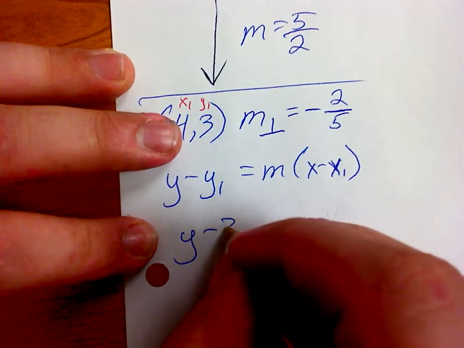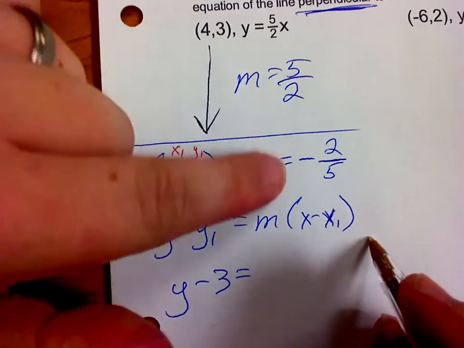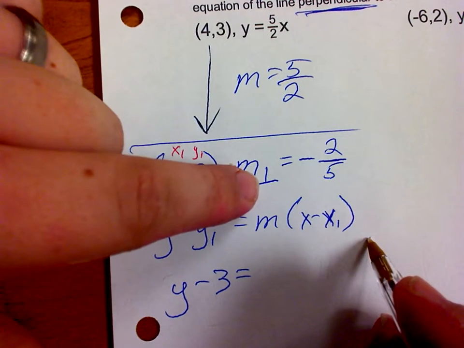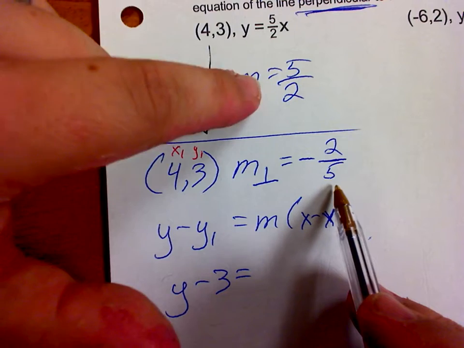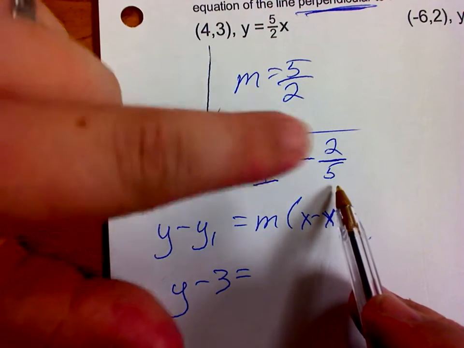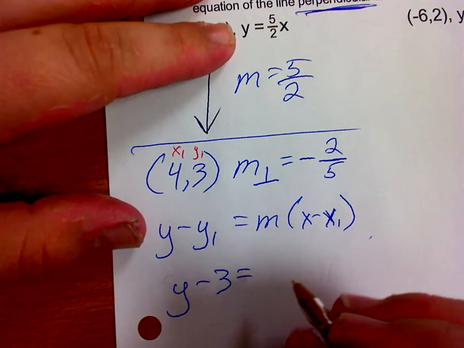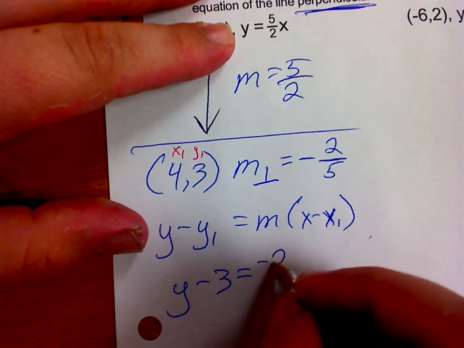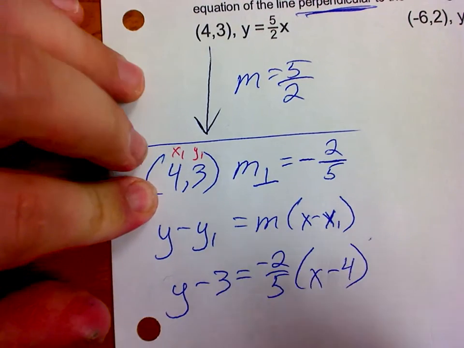Y minus y1 is 3 equals my slope, which once again, here's the big key difference. We want to use our perpendicular slope because it's -2/5, not the original. If we use the original, this is going to give us a parallel line. We want to use -2/5 for our slope, times the quantity x minus our x sub 1, which is 4.